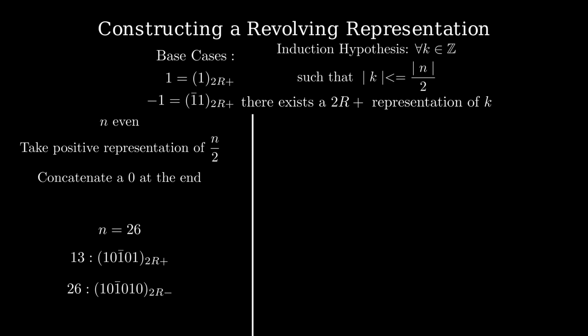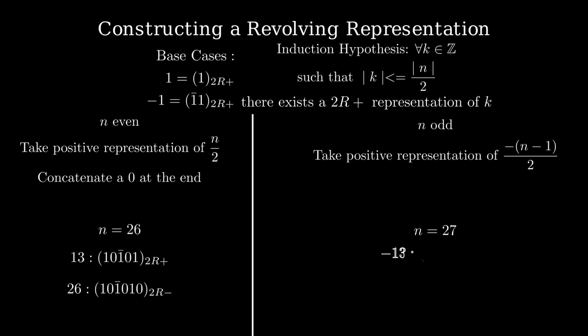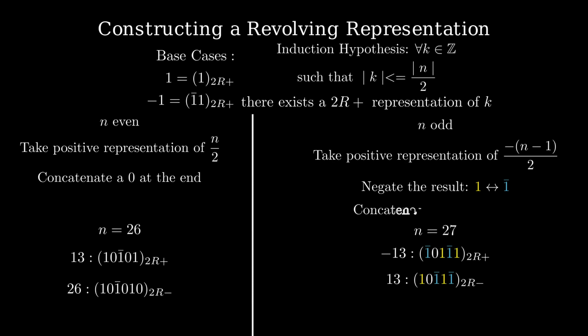On the other hand, if n is odd, then we will have to be a bit smarter. We will take the positive representation of minus (n minus 1) over 2. That exists because of the induction hypothesis. Then we're going to negate this representation, flipping all 1s into 1 bars. This gives us a negative representation of (n minus 1) over 2. Then we append a 1 at the end. This means multiplying by 2 and adding 1, and thus we have a positive representation of n.